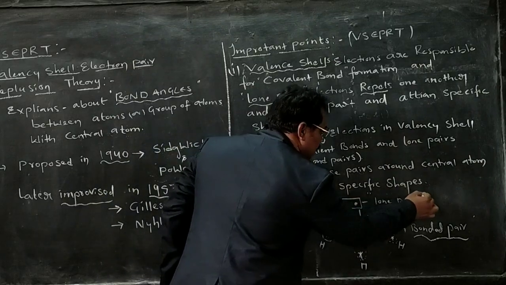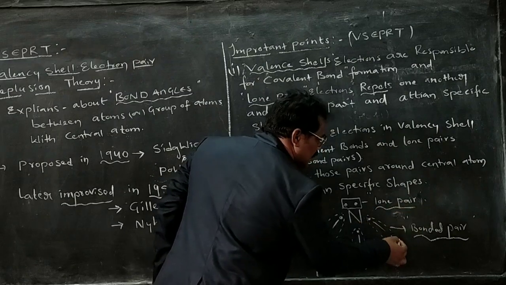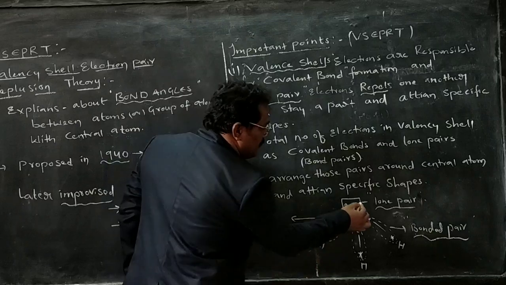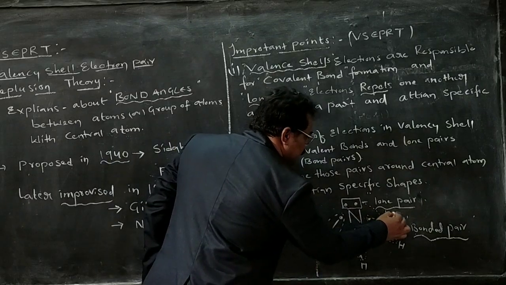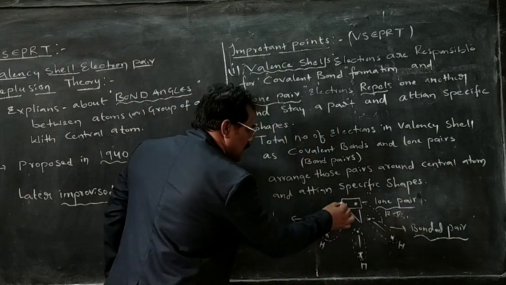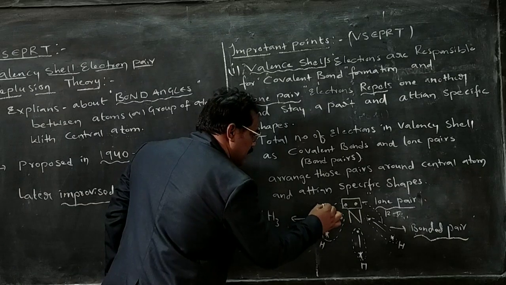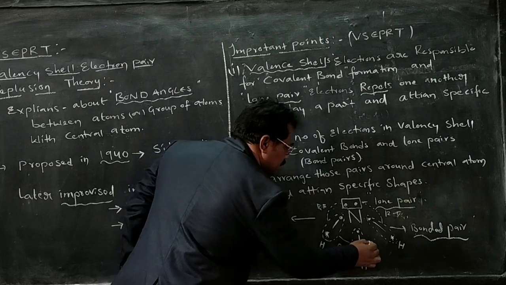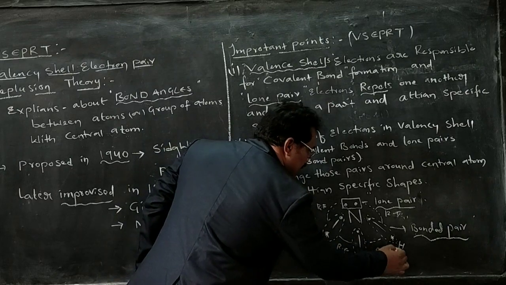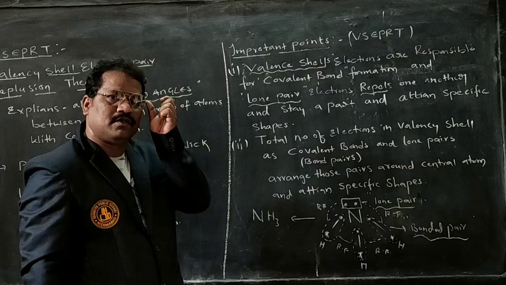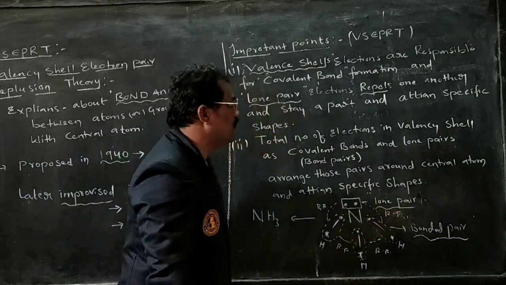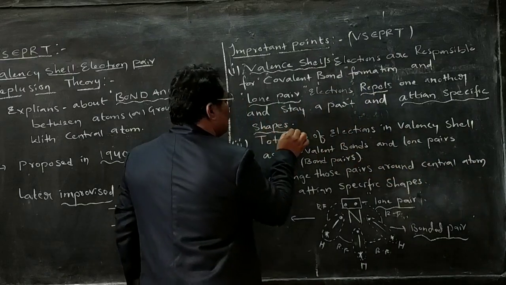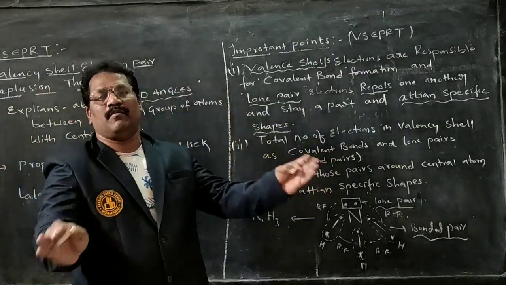So with bond pairs as well as a lone pair, both are electron pairs, but this electron pair is called a lone pair, and this electron pair is called a bonded pair. So what happens between these? A repulsive force exists. Between lone pair and bonded pair, repulsive force. Between bonded pair and bonded pair, repulsive force. Due to that repulsive force, the molecule attains a specific shape.